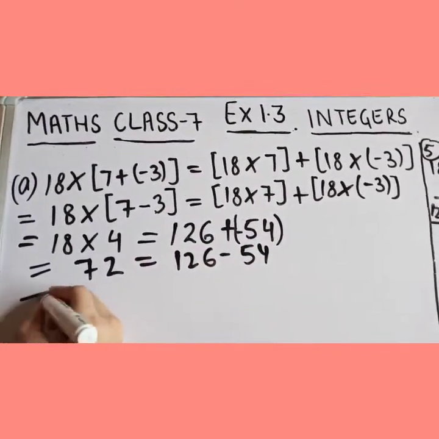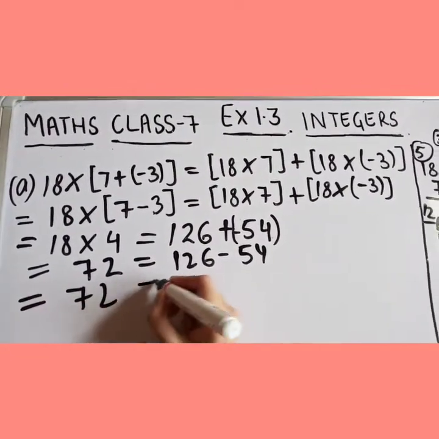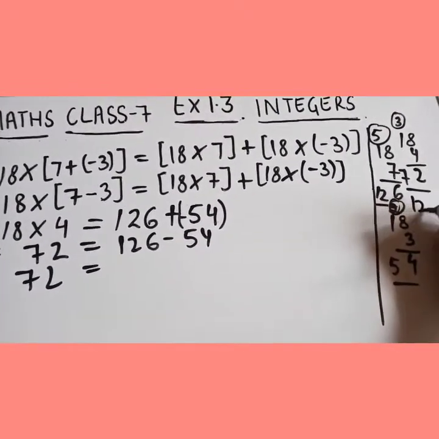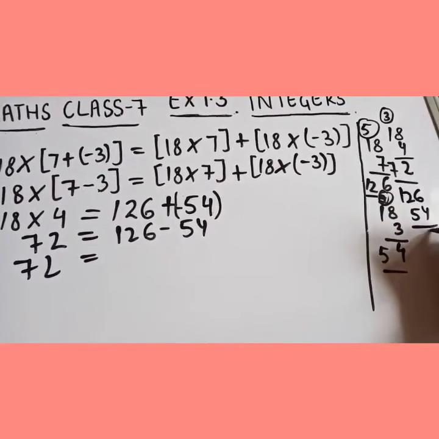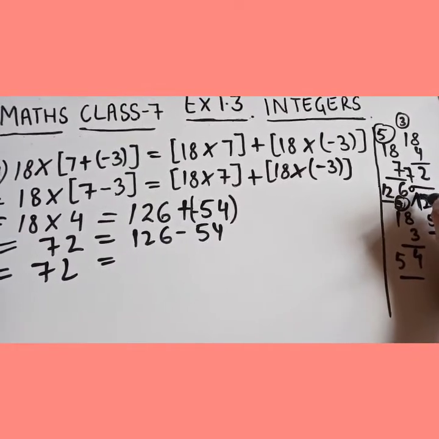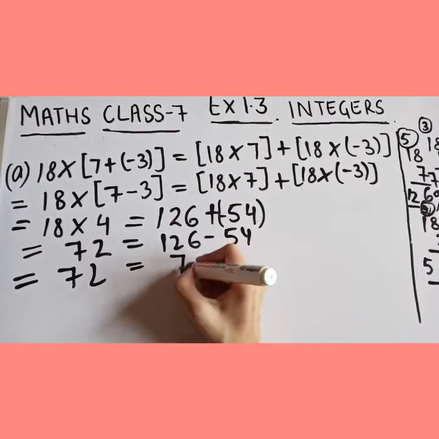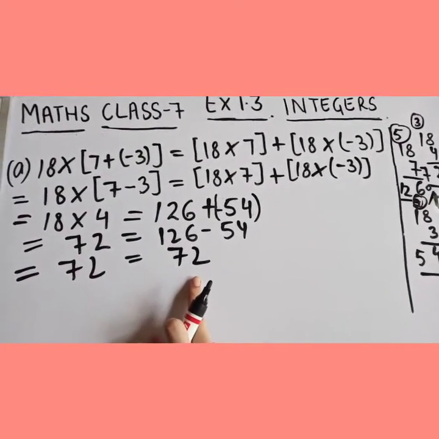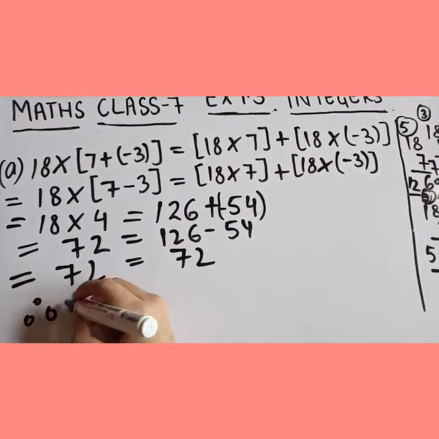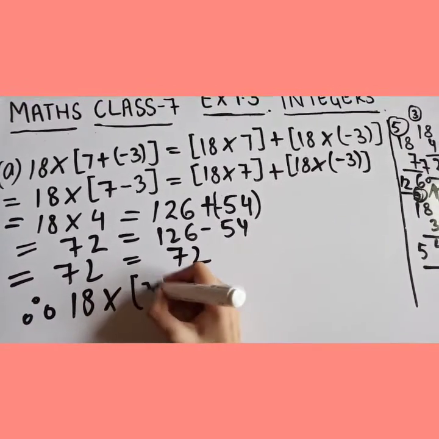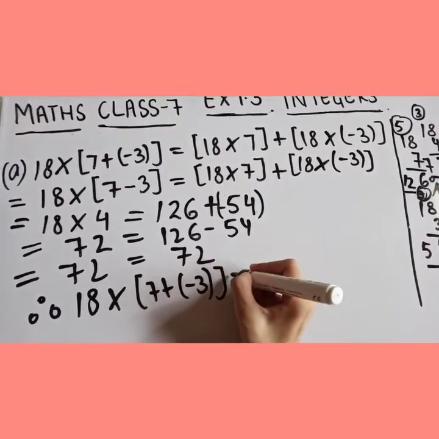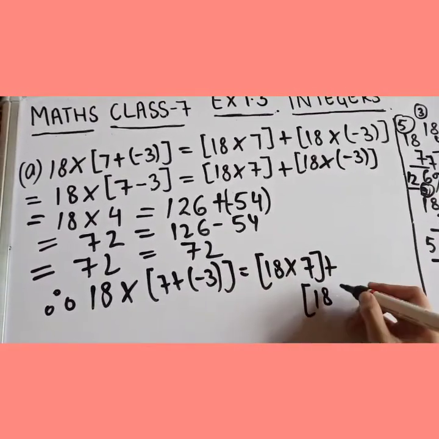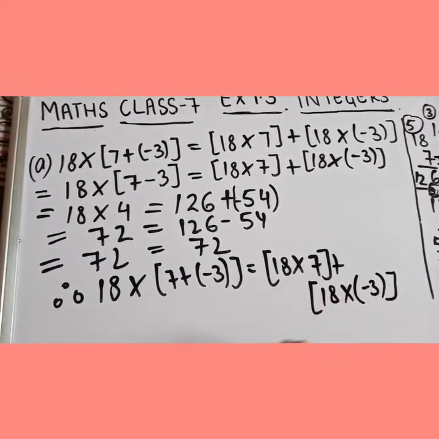ओके, सिर्फ एक ही चीज कर सकते हो आप एक स्टेप में. तो 72 इक्वल्स टू 126 माइनस 54 कितना आएगा? 126 minus 54, it would be 6 minus 4 is 2, then borrow 12 minus 5 is 7, again 72. ओके, देखा? अब इन दोनों पार्ट्स के सेम आंसर्स निकले. 72 equals to 72. अब at the end you will write therefore 18 multiplied by 7 plus minus 3 equals to 18 multiplied by 7 plus 18 multiplied by minus 3. Verified.